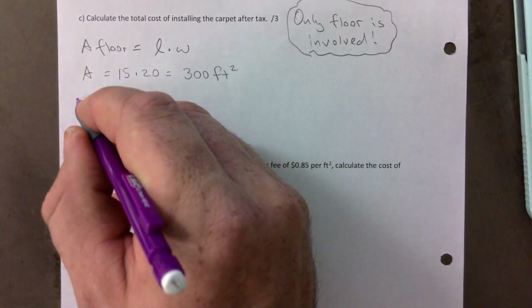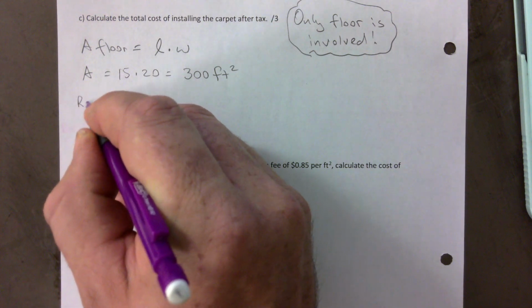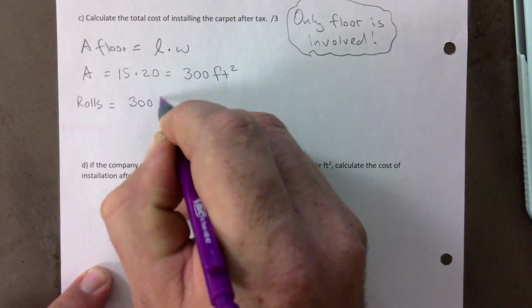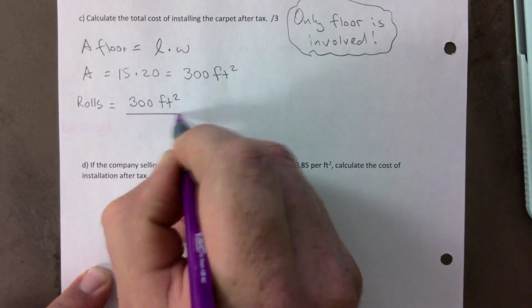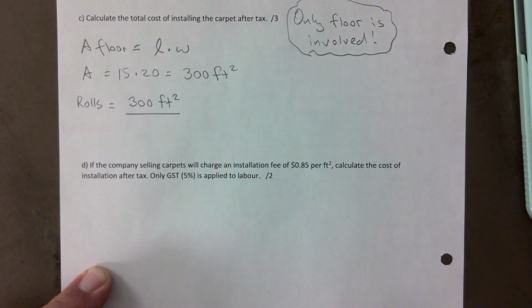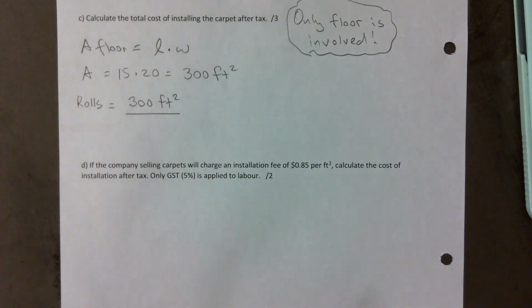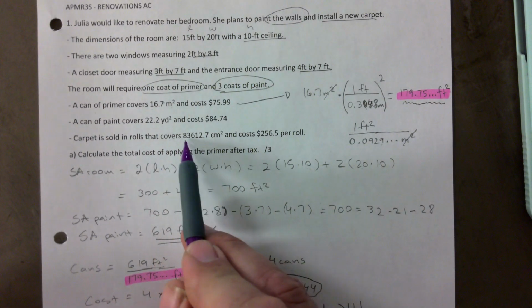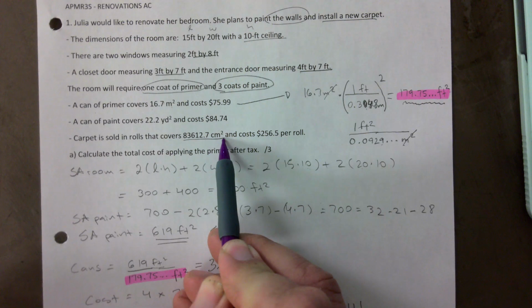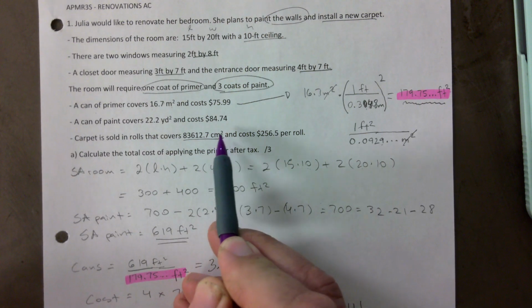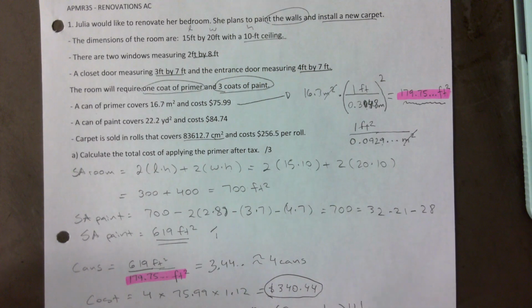If you read the previous page, it comes in rolls that cover a certain amount of space. So you want to take the 300 square feet and divide it by how much a roll covers. Same as cans, except now we're talking rolls, right? Same steps. I'm going to go check, and sure enough, Mr. Dirksen ruined it all and gave it in centimeters squared. Who does that, right? We can't have that. So we'll do some converting there.